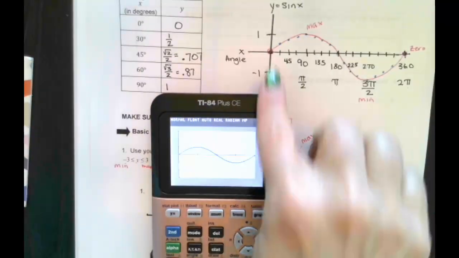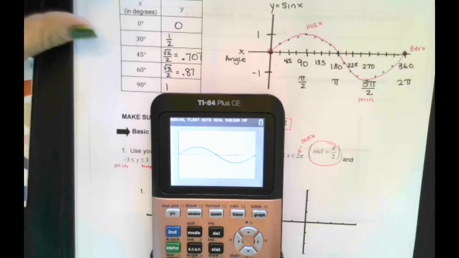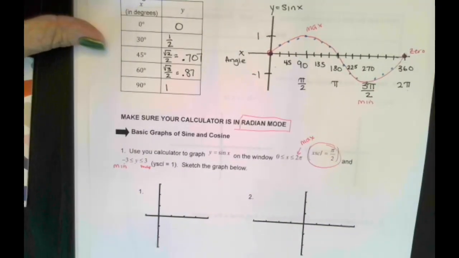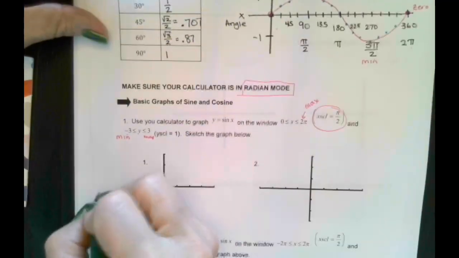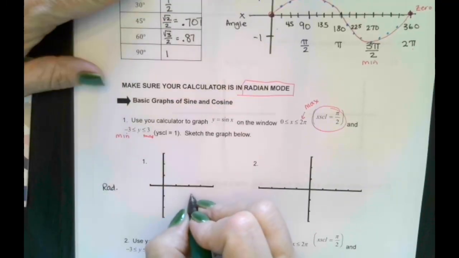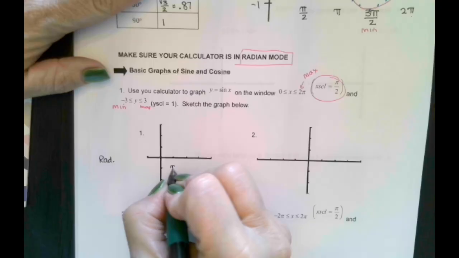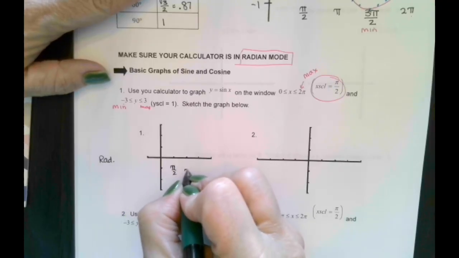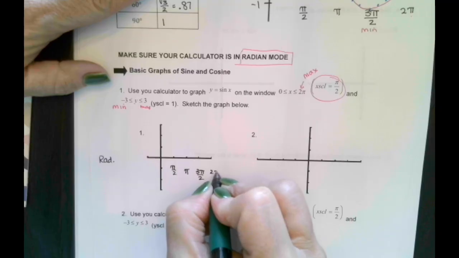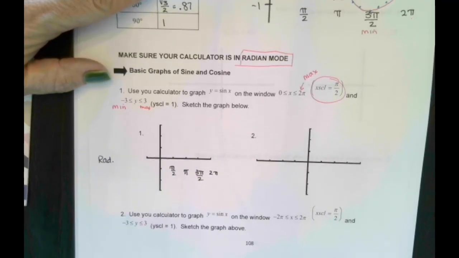Yay, so what we see is the same thing that we had up here. When we put this onto a coordinate plane, this is what we're going to do right here. We're going to sketch this now in radians. So if this is in radians, I'm going to make my first line here pi over 2, and then this is going to be pi, this is going to be 3 pi over 2, and this is going to be 2 pi.